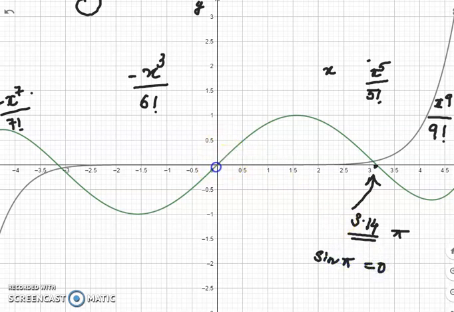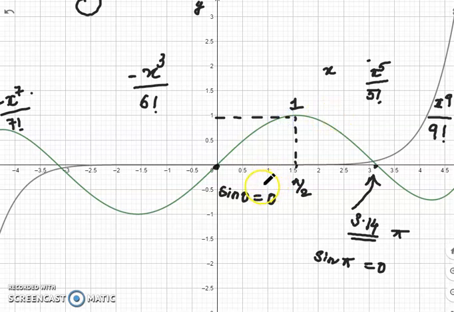So what is this point? This point is sine 0 equal to 0. What is this point? This is pi by 2. So 3.14 by 2. So what is this? 1.